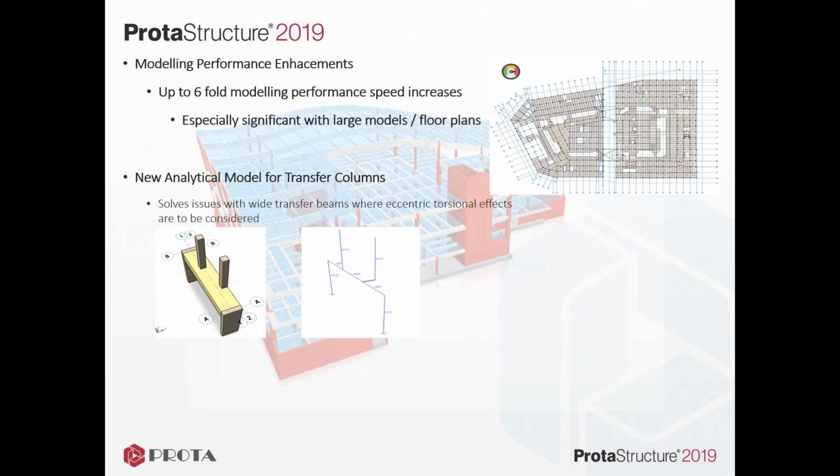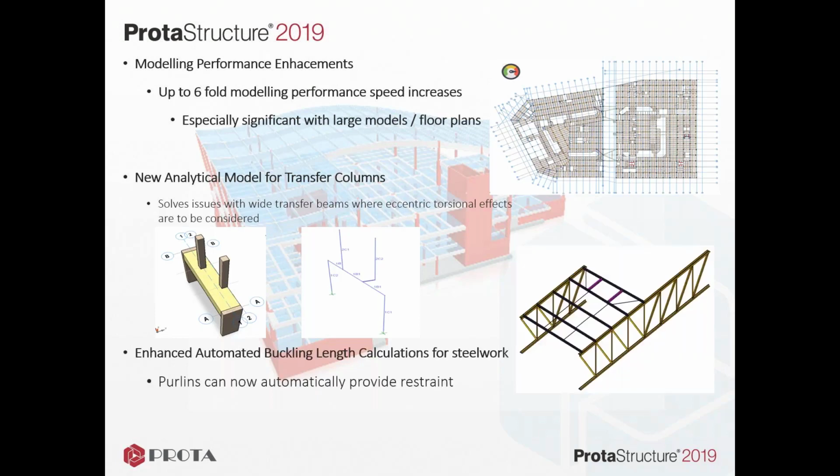If you're doing complex arrangements, maybe you've got eccentric transfer floors where you've got columns sitting on the edge of, say, wide transfer beams, there's tools now available where we automatically can pick this up and consider the torsional effects in the design of that beam. So if you do need to mark the column as a transfer column, and then that will automatically be taken care of.